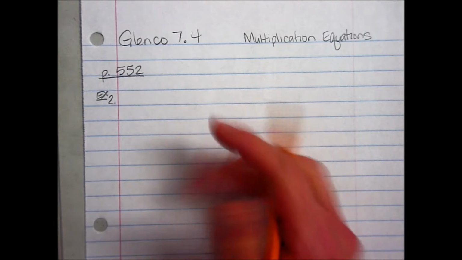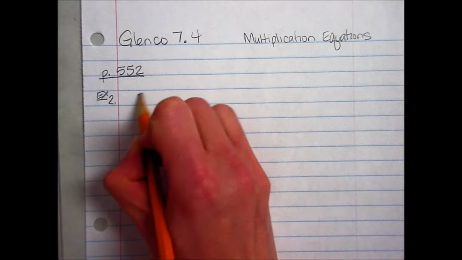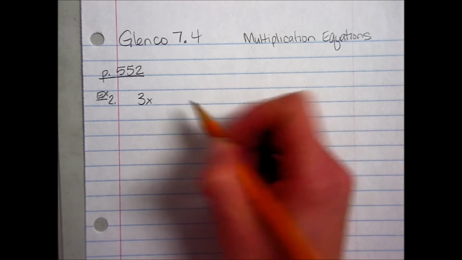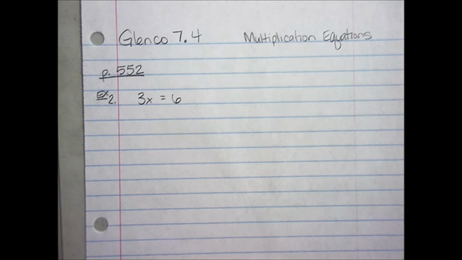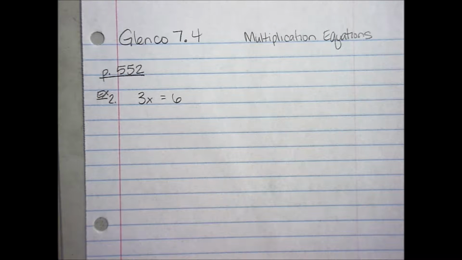Alright, example 2 asks us to solve 3x equals 6. Now, the good news about this lesson is, with all of our work on area and finding those unknown sides, we've already been practicing this. So I think you'll find this fairly easy today.